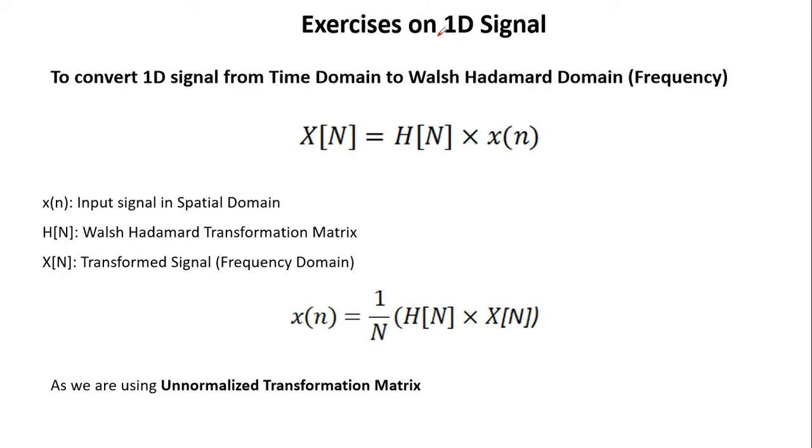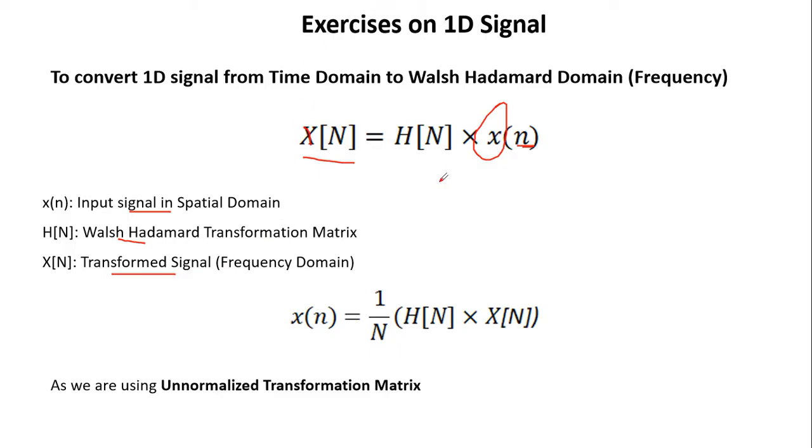Now exercises on one-dimensional signal. To convert a one-dimensional signal from time domain or spatial domain to Walsh Hadamard domain, that is nothing but frequency domain, the formula is X of n is equal to H of n into x of n. The small x indicates we are in the spatial domain or time domain, and for the changed domain we always use capital X. Small x is the input signal in spatial domain, H of n is the Walsh Hadamard transformation matrix, and X of n is nothing but the transformed signal.